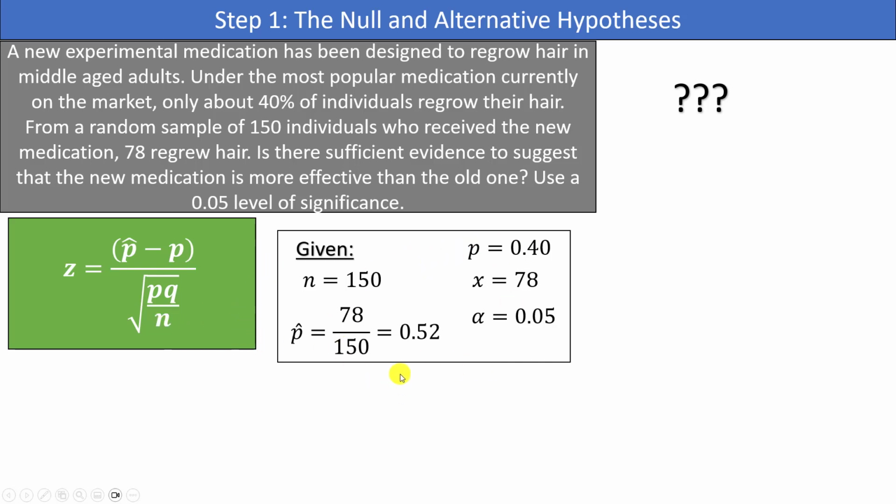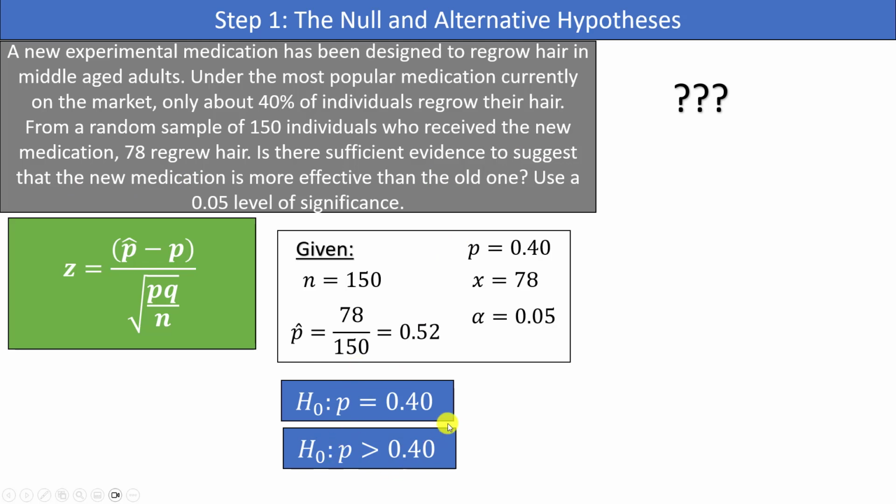Then we need to set up our null and alternative hypotheses. Our null hypothesis is going to be that P is equal to 0.4, and our alternative is going to depend on the statement that they have here. They say, is there sufficient evidence to suggest the new medication is more effective than the old? So that would be P is greater than 0.4. From here, you can go ahead and calculate your z-score using this formula. So plug all the numbers in here.